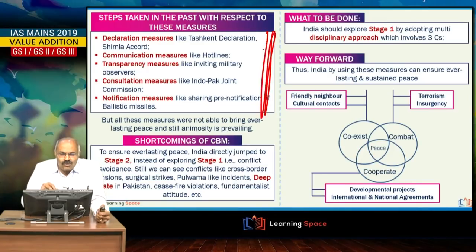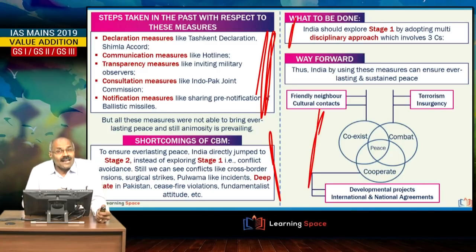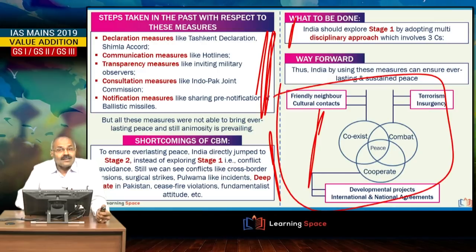You just list out what the confidence building measures are, but what are the shortcomings of these confidence building measures in ensuring everlasting peace and what needs to be done, what is the way forward, right? So please look into this, right friends.